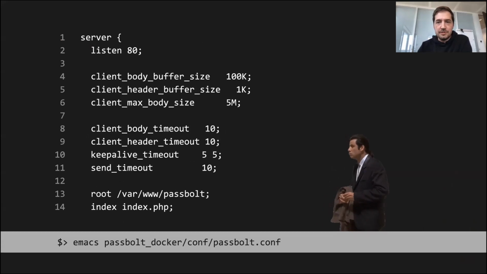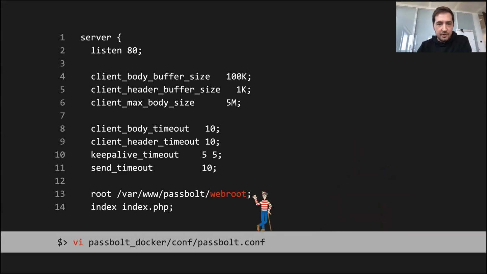So what is wrong with this one? This one is an Nginx configuration. Again, I'll give you some time to think about what can go wrong. I mean, apart from using Emacs, yes, it's the location of the web root that is wrong.